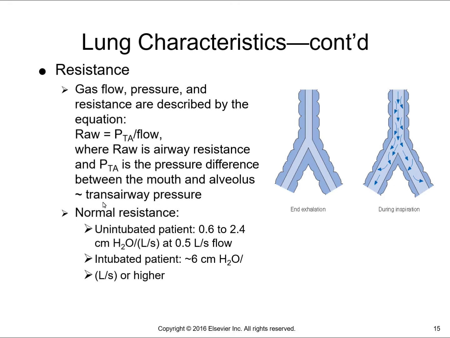Then we're talking about resistance in terms of airways. Now you have your trans airway pressure divided by flow. Your trans airway pressure is basically the same as your PIP minus plateau, and we'll take a look at that in the slides to come. So normal airway resistance I have listed here, for the unintubated patient and the intubated patient.